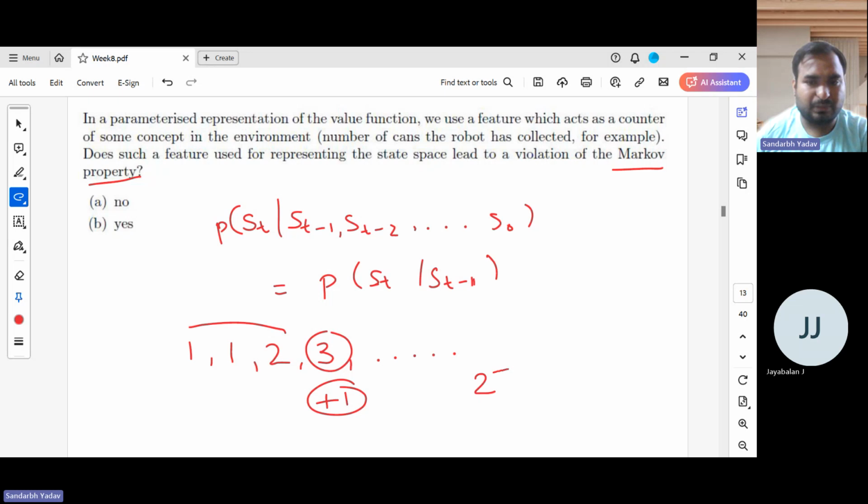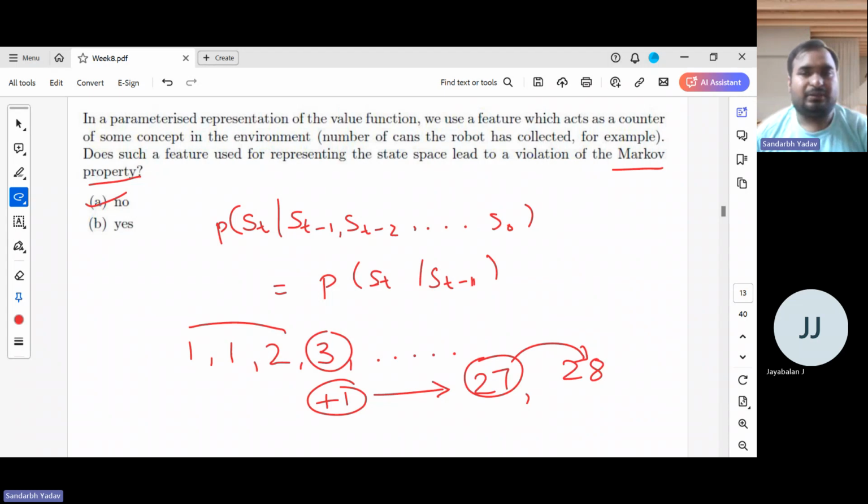Suppose at some point it was at 27 and it got a can, so it goes to 28. We don't need to know what happened before this 27. We can simply use this 27 to get to this. So this doesn't violate the Markov property, because we can simply use the last state to get the current state. This is just one of the features. There might be many such features, but this feature definitely does not violate the Markov property. You can have some kind of rule: if it collected a can, then 2 plus 1, otherwise keep the same value.